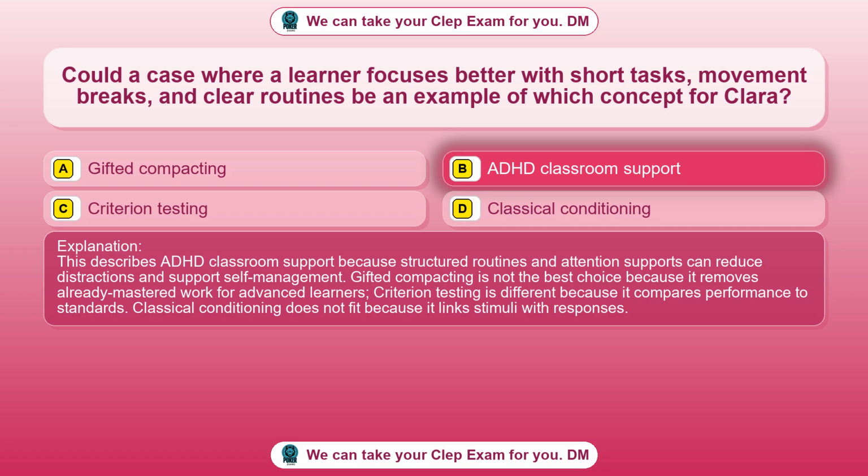Gifted compacting is not the best choice because it removes already mastered work for advanced learners. Criterion testing is different because it compares performance to standards. Classical conditioning does not fit because it links stimuli with responses.